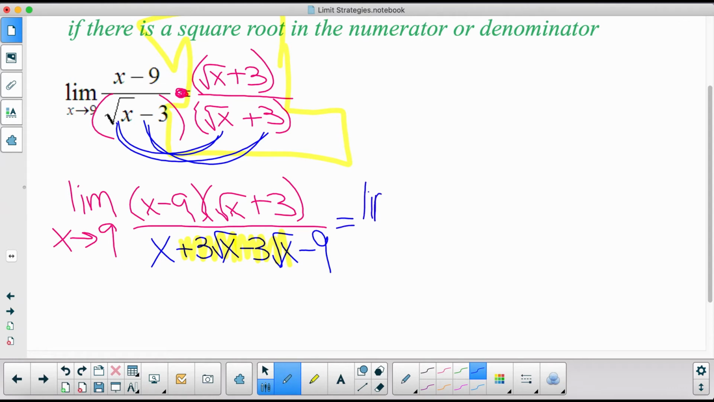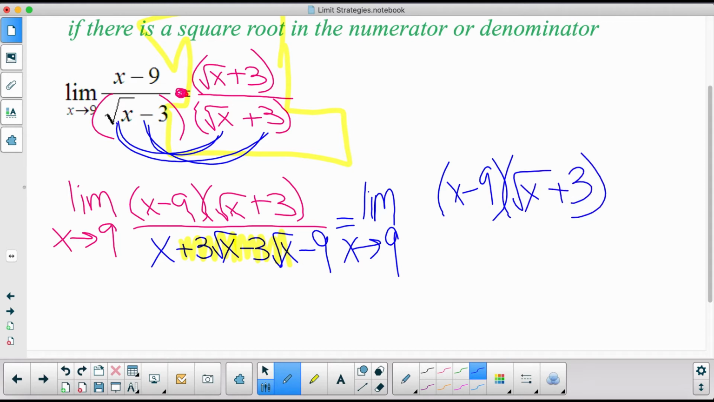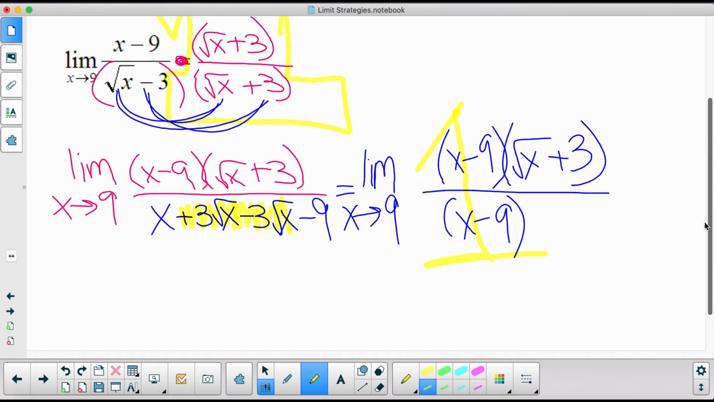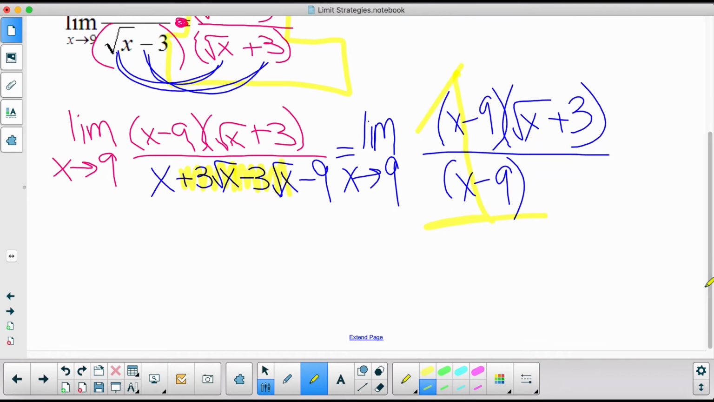We have the limit. You have to write this anytime you still have your variable. As x goes to 9, in the numerator, x minus 9 times square root of x plus 3 all over, look at this, x minus 9. And you should be getting happy again because now you see another 1 that is going to drop itself out. And now all we have left to do is plug in our x value. So when we plug in our x value, we have the square root of 9 plus 3. So this guy is 3. 3 plus 3 is 6.